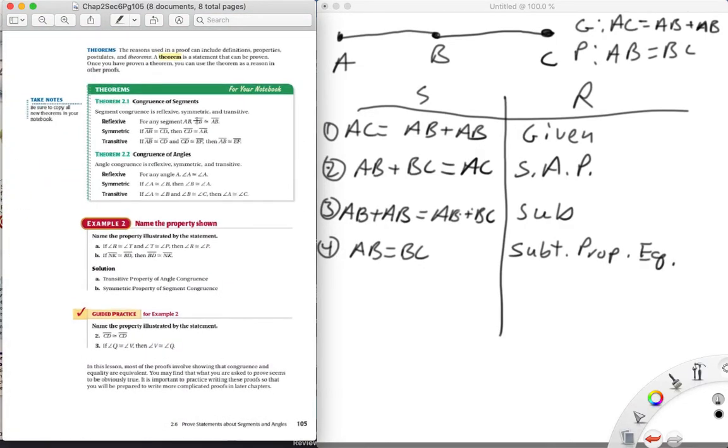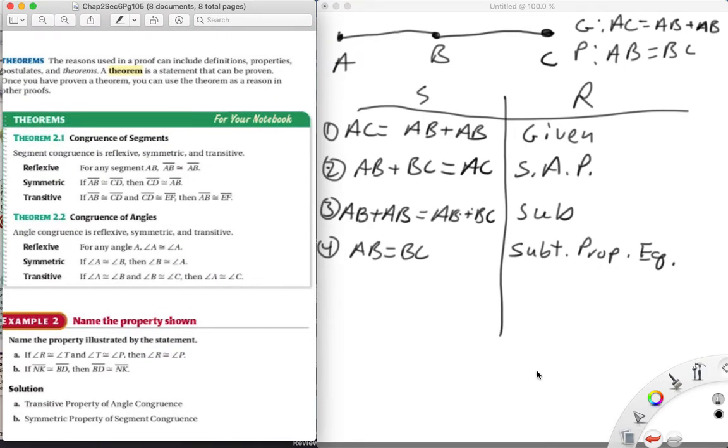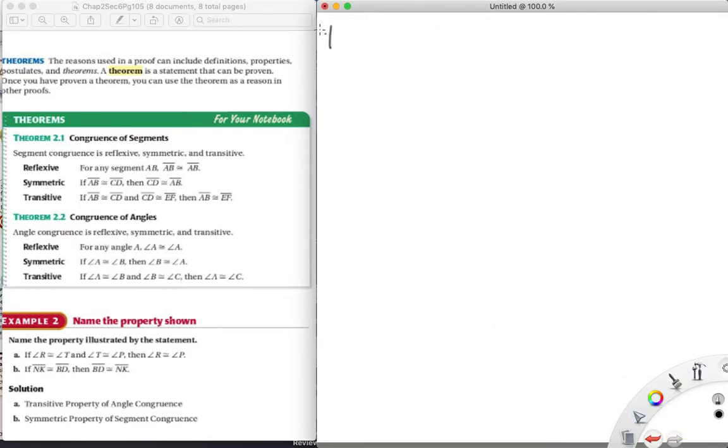They talk about what a theorem is. Yay, theorems. A theorem is a statement that can be proven.